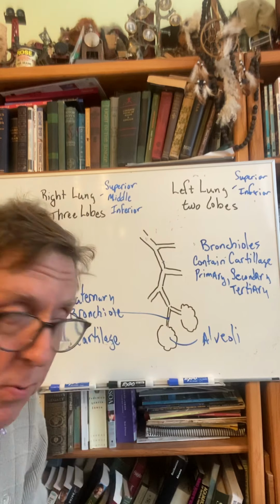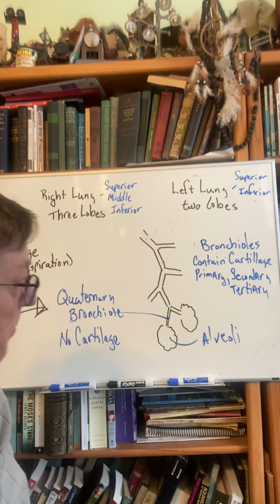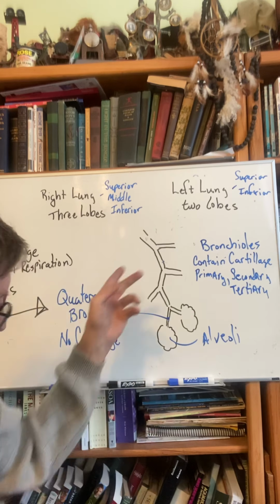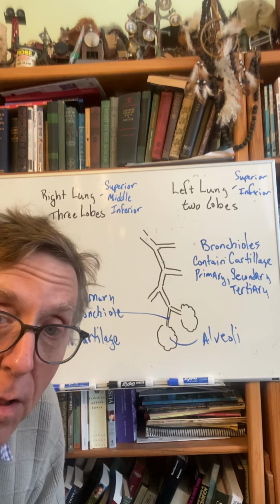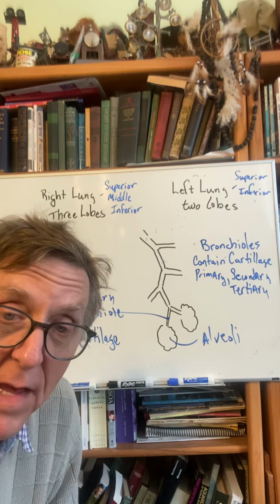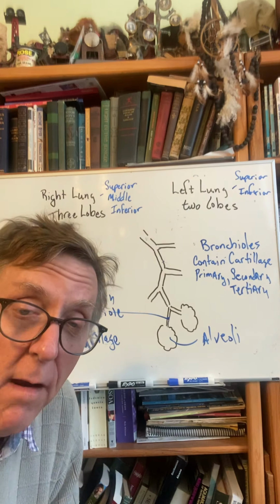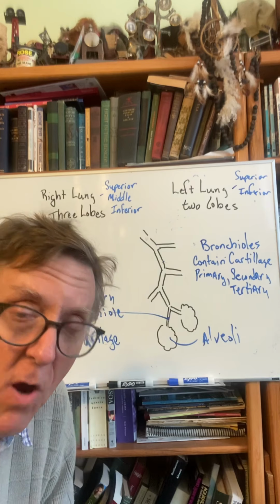And so as these bronchioles are branching, we have primary, secondary, and tertiary. So as they branch, they become smaller and smaller, and we change the name from primary to secondary to tertiary. And these all contain cartilage.